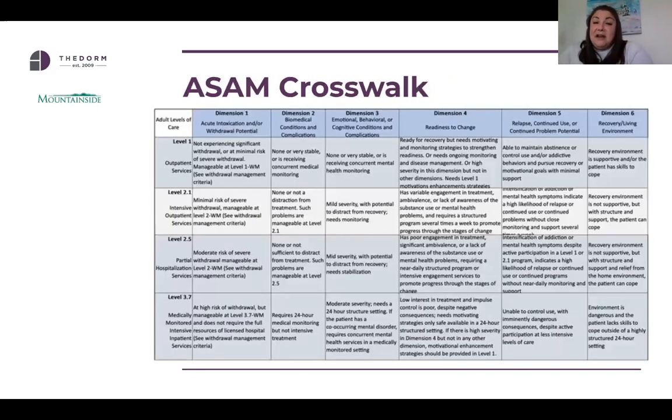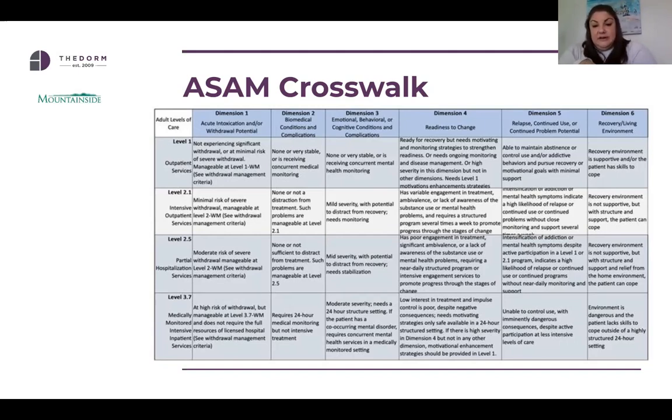So here is a very condensed version of the ASAM crosswalk. Feel free to Google ASAM crosswalk and probably get the full picture, or you can go purchase their book and it will be in there. If you look on the left-hand side, you'll see the levels of care. The top is the dimensions. These are just a few of the levels. There are many, many more levels, but these are the criteria. I know it's hard to read, it's pretty small.